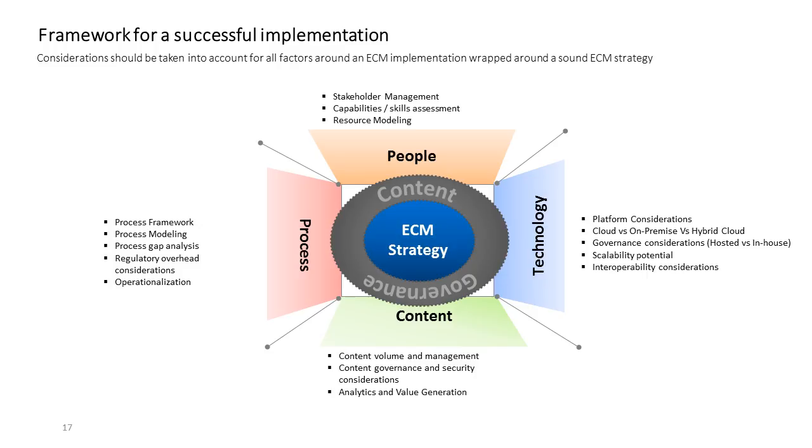On the technology side, a few things that are generally considered is whether you should go cloud, on-premise, or hybrid cloud, what kind of platform you should consider, what are the governance considerations, how scalable it should be, any interoperability with your existing technology systems that are already there. And these are the things that are normally considered when doing an RFP or looking for a product or a solution for your content management needs.